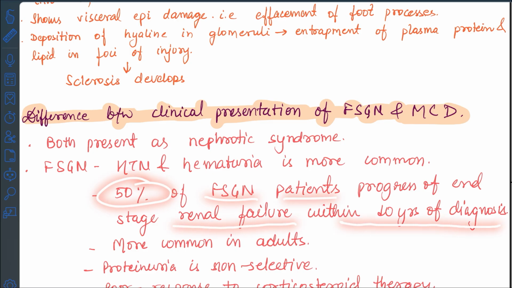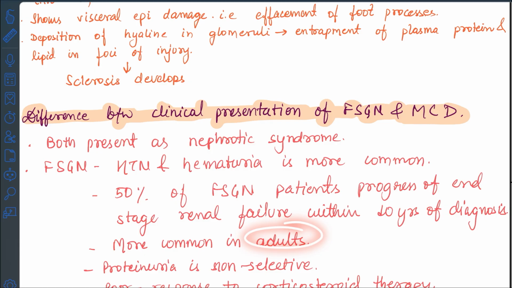50% of FSGS patients progress to end-stage renal failure within 10 years of diagnosis. If proper treatment is not given to those patients, or they may even require transplant, if these things are not done, then 50% of the patients may end up with end-stage renal failure. FSGS is more common in adults, whereas MCD, if you remember, is more common in children.